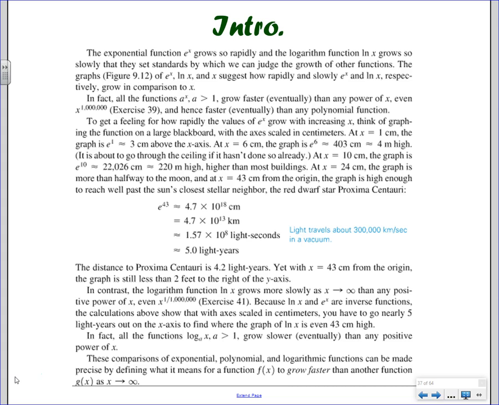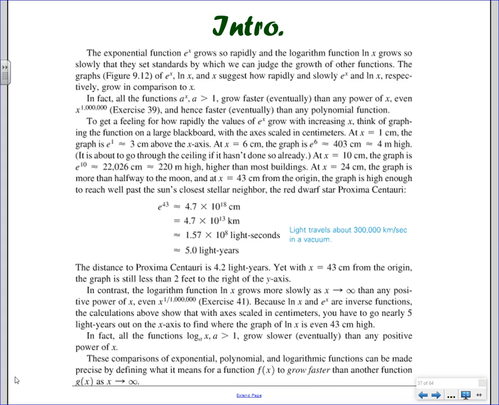To get a feeling for how rapidly the values of e to the x grow with increasing x, think of graphing the function on a large blackboard, whiteboard, whatever, with the axes scaled in centimeters. At x equals 1, e to the x is about 3. At x equals 6, it's 403. It's about to go through the ceiling if it hasn't already. At x equals 10, it's 22,000.